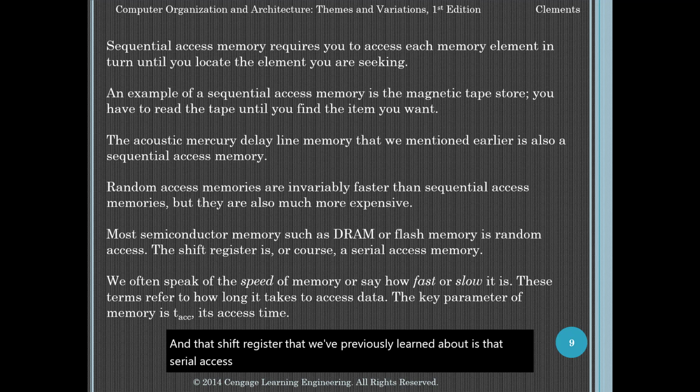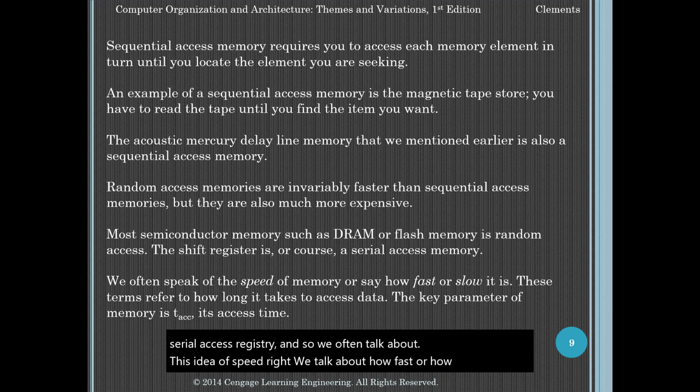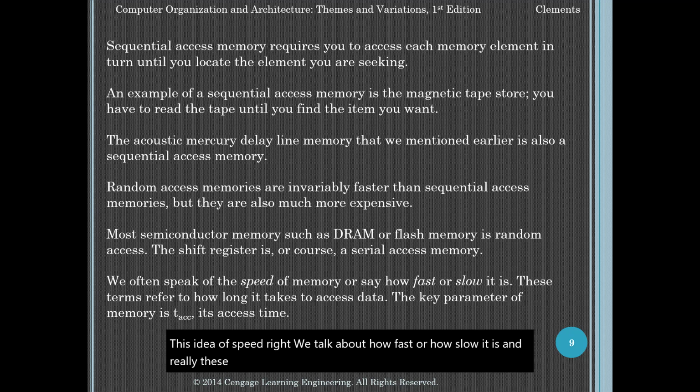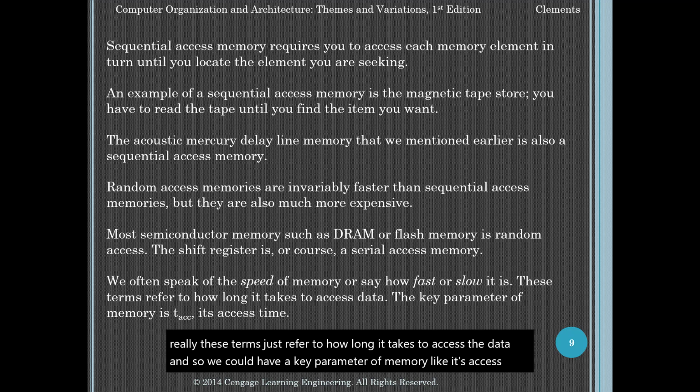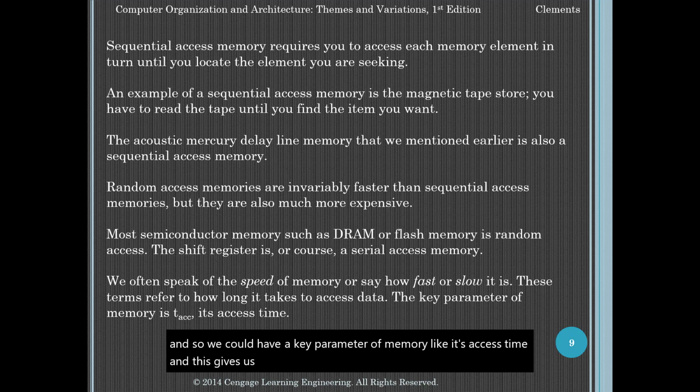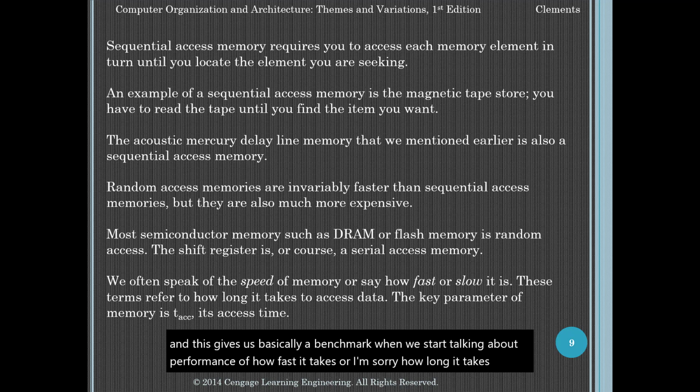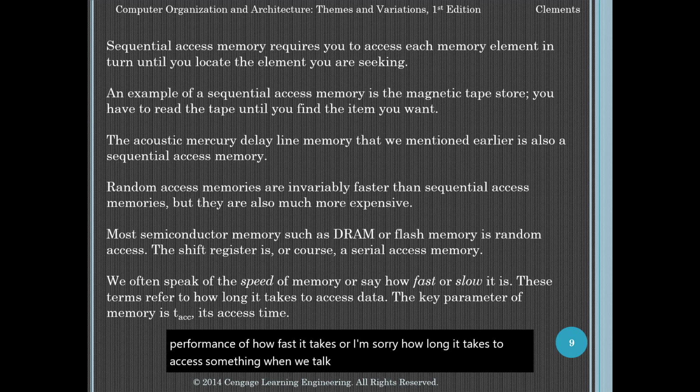And so we often talk about this idea of speed, right? We talk about how fast or how slow it is. And really these terms just refer to how long it takes to access the data. And so we could have a key parameter of memory, like its access time. This gives us basically a benchmark when we start talking about performance, of how long it takes to access something when we talk about speed, right? How fast or how slow it is.